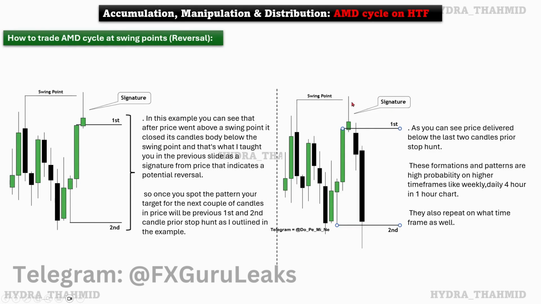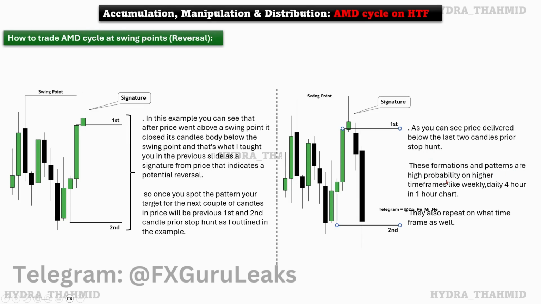And here you can see that once price confirms that we have a reversal, once price leaves the signature, once you have a narrative that confirms that you can anticipate a reversal, at the next 2 or 3 candles, you can anticipate price to go below this candle's low. This is our last candle prior to the stop hunt, this candle's low, and then the second candle's low, which is down here. As you can see, price delivered below the last two candles prior to the stop hunt.